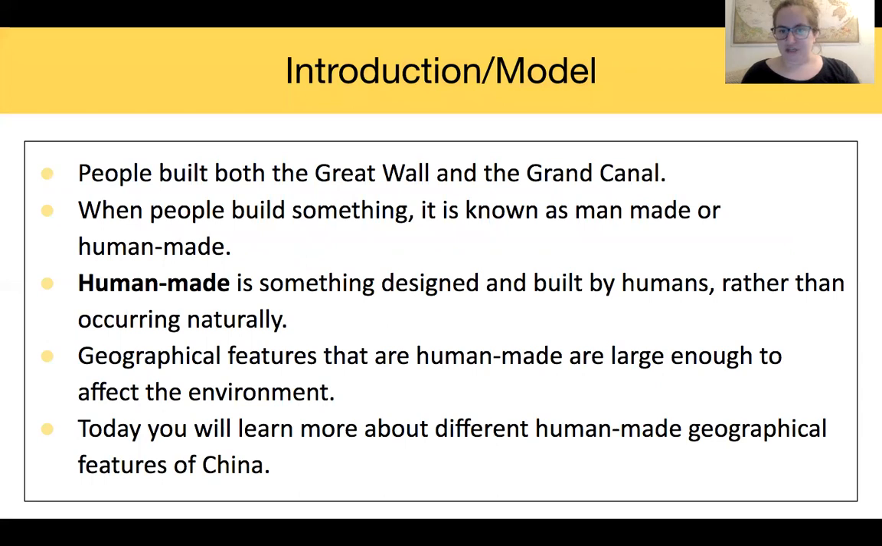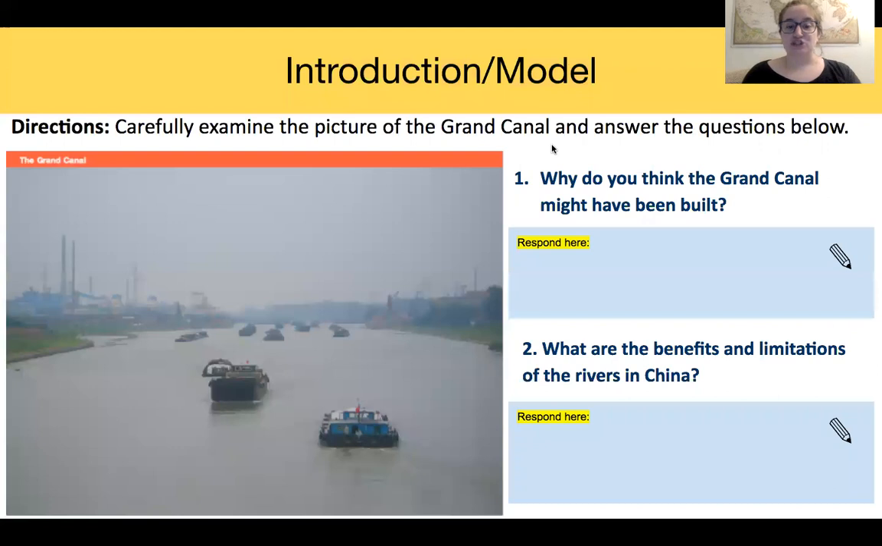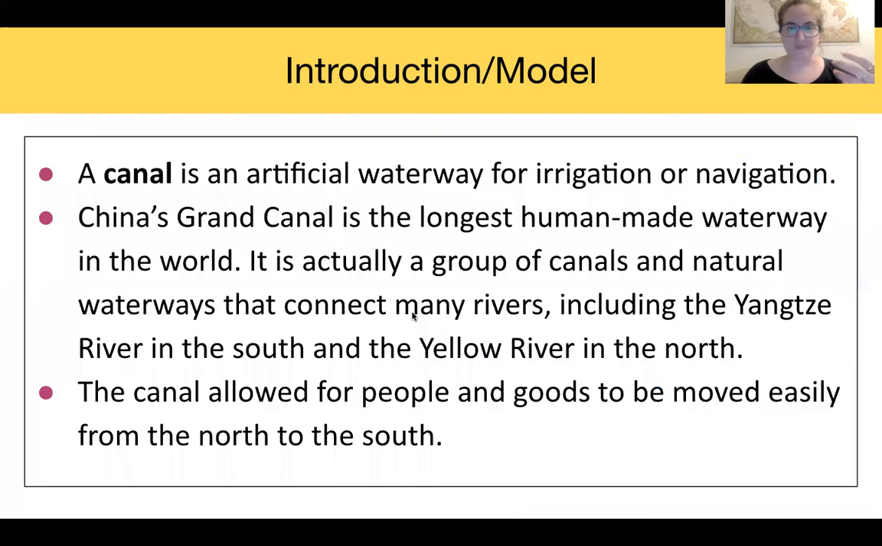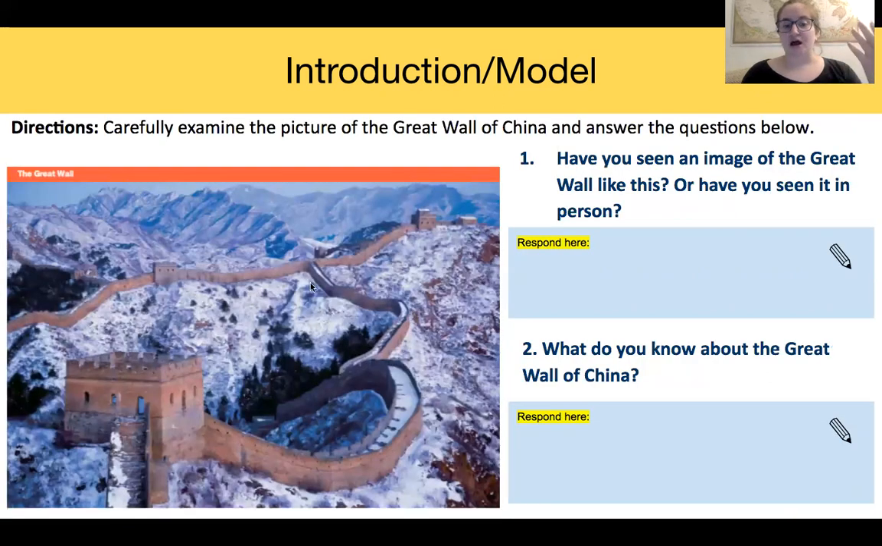You start out by teaching kids a little bit about what a human-made feature is, and that the Great Wall and the Grand Canal are both human-made features. And then you dive into looking at these images. Now, this would be a great time to carefully look through the image by looking at it one quadrant at a time. And then there are some questions to prompt student thinking about this image of the Grand Canal. Same goes for an image of the Great Wall of China.